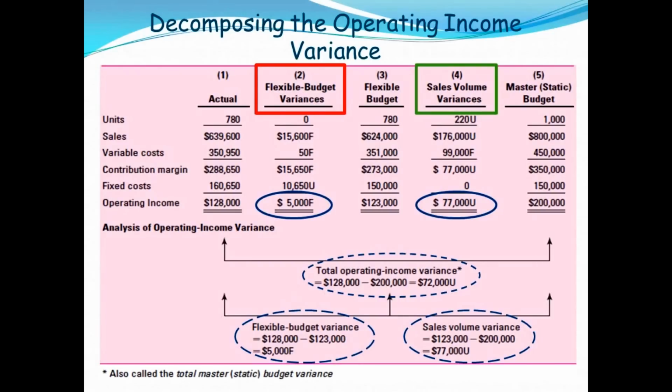Our variable costs favorable. You'd expect that, right? Our volume was lower. And we decided that we're going to compare the fixed costs as even, so there's no change there. So our sales volume variance, the amount of the variance that was due to selling less than we thought we would, was 77,000 unfavorable. But aside from selling less, we did pretty well. We were $5,000 favorable.